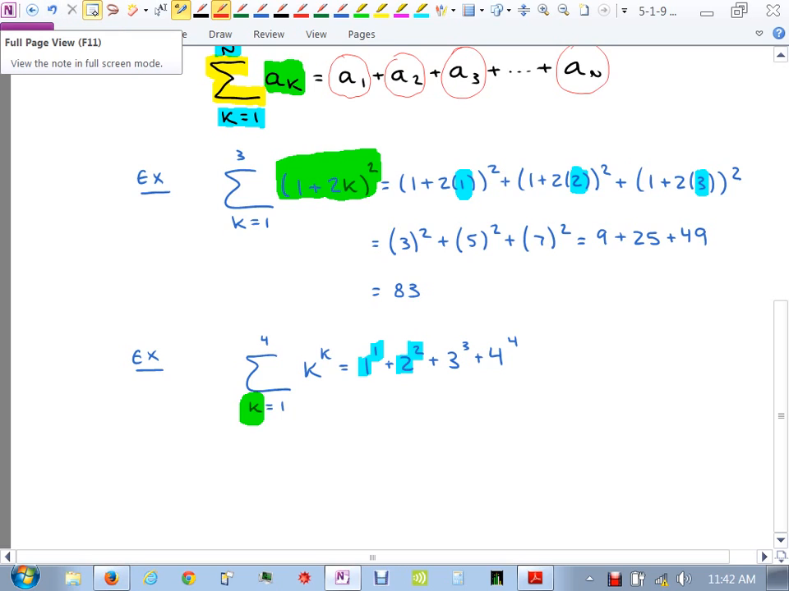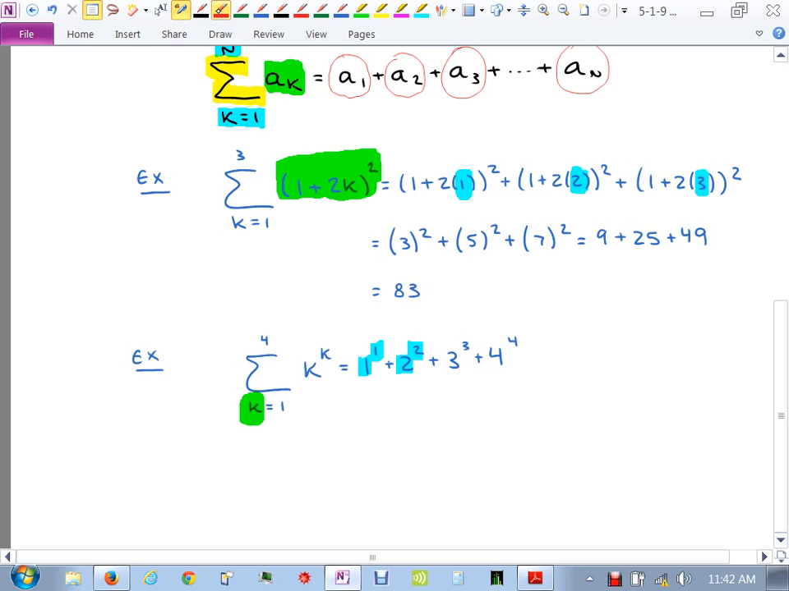Yes. It will always start wherever it says it starts. You don't have to start at 1. You could start at 0. You could start at 2. Your index can start at any non-negative integer. So 0, 1, 2, 3. And it stops at any integer greater than your starting or equal to it. And it always jumps up by 1.